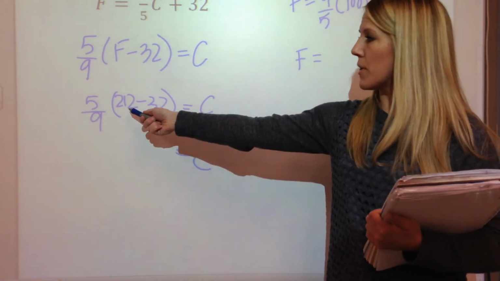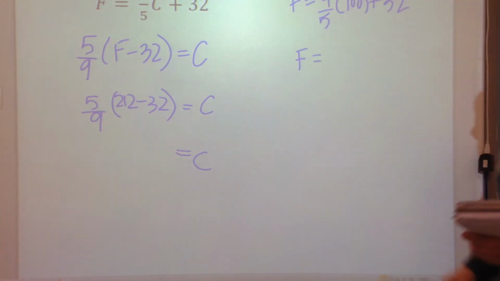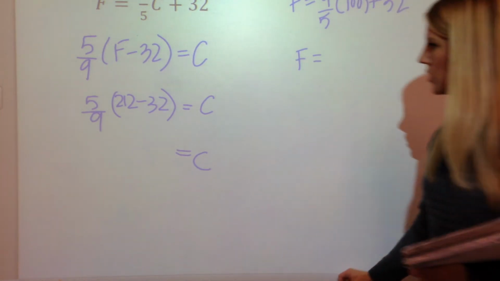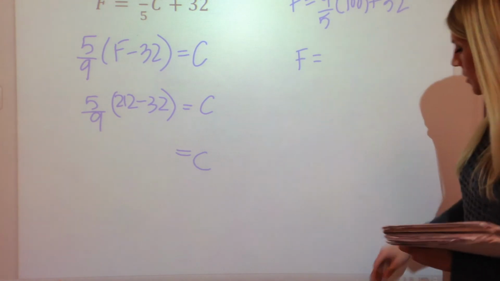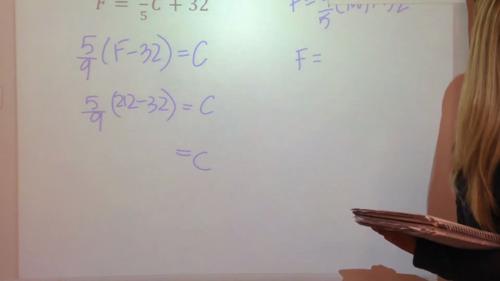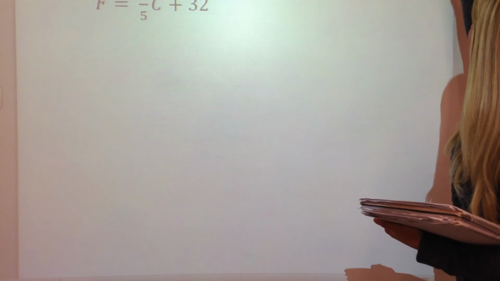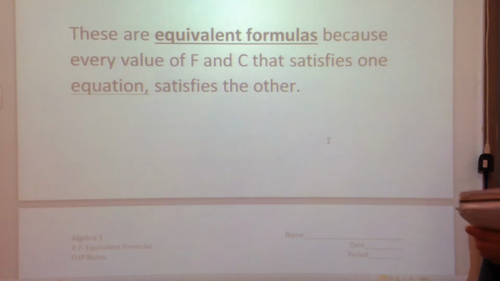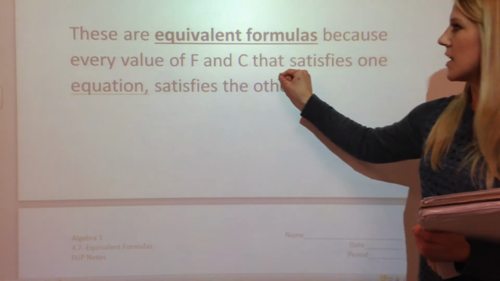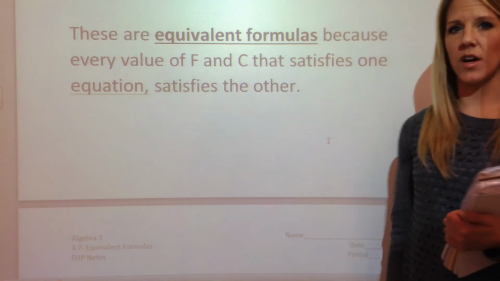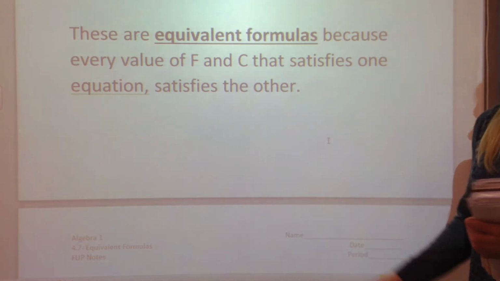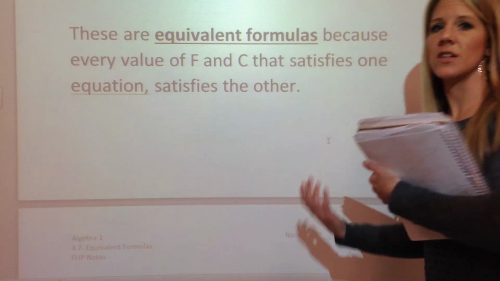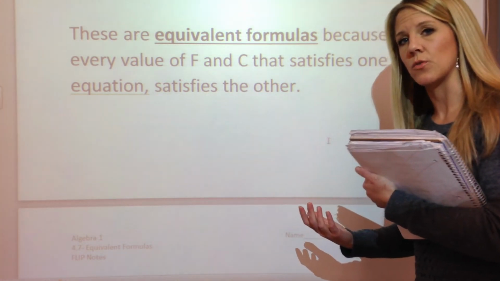So if my Fahrenheit is 212, C should be 100. If my degrees Celsius is 100, F should be 212. So if we get that, that's what you are going to check. If we get that, that means we have equivalent formulas, because every value of F and C that satisfies the equation satisfies the other equation as well. So if I plug in 1 for C, I go to the other equation, it satisfies that other equation or makes the other equation true as well.